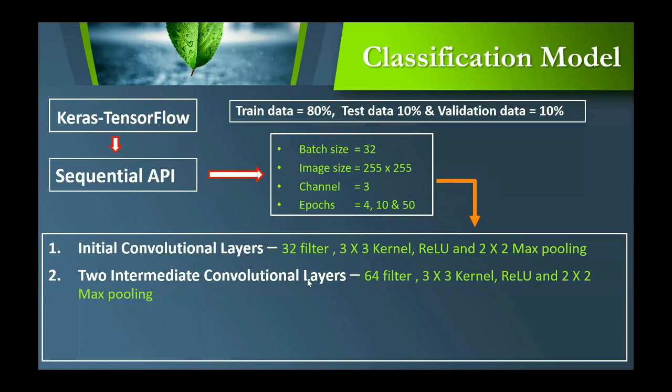The next layer is the intermediate convolutional layer. We actually used two intermediate convolutional layers here: 64 filters with a 3 by 3 kernel, followed by a ReLU activation function, and then a max pooling function. And then we went on to introduce the fourth layer, which is the flattening and then the dense layer.